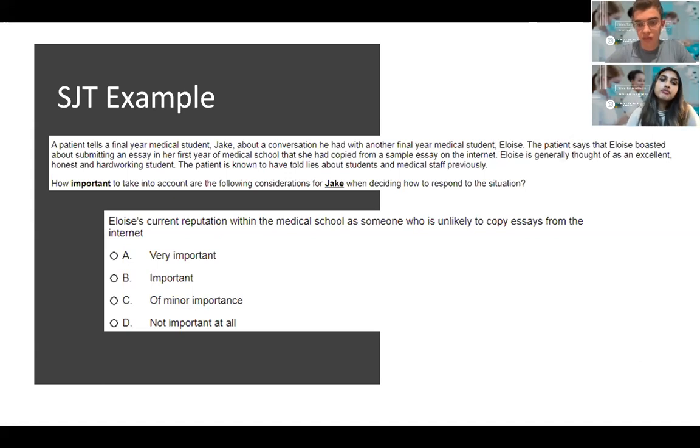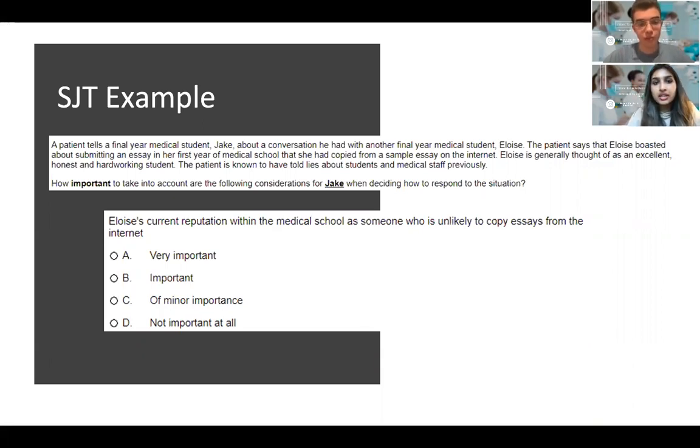Okay, so if we just read through the passage, we've got a few answers coming through now. A patient tells a final year medical student, Jake, about a conversation he had with another final year student, Eloise. The patient says that Eloise boasted about submitting an essay in her first year of medical school that she had copied from a sample essay on the internet. Eloise is generally thought of as an excellent, honest, and hardworking student. The patient is known to have told lies about students and medical staff previously. How important to take into account are the following considerations for Jake when deciding how to respond to the situation?